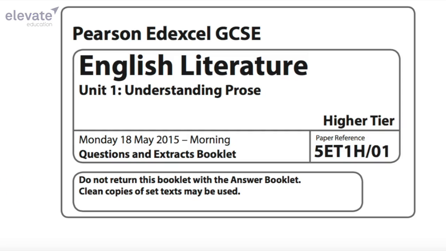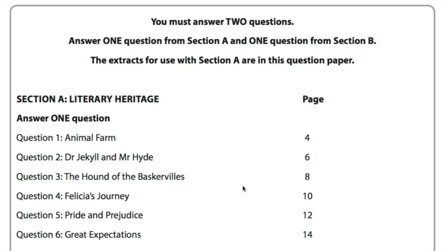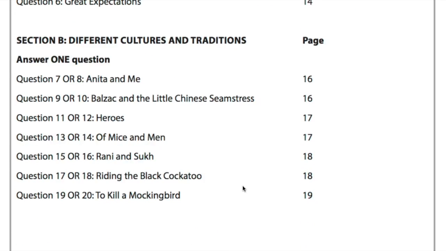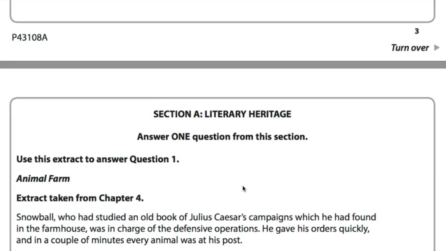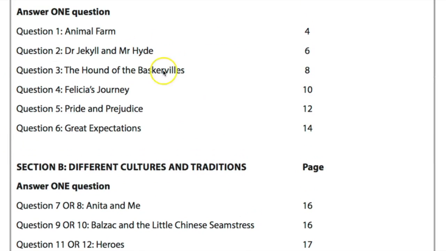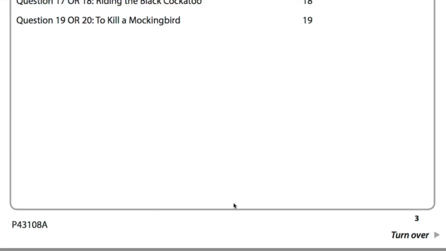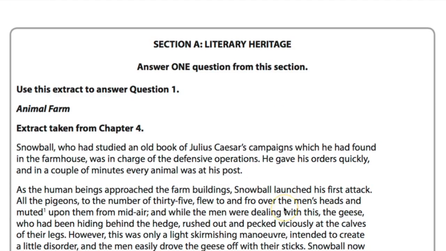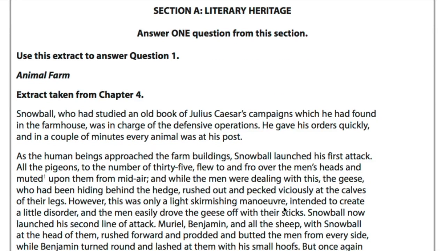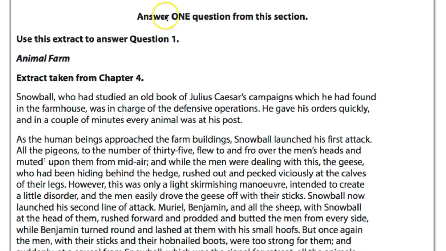So let's start. For an example today, the text I'm going to go with is Animal Farm, just because it's the most commonly answered question on this paper usually. It's also the text of this list here that I know best. So the very first question here, which is the section on literary heritage, you only need to answer one question from this section. It might seem obvious and really patronising, but this is the most obvious thing to pay attention to here.